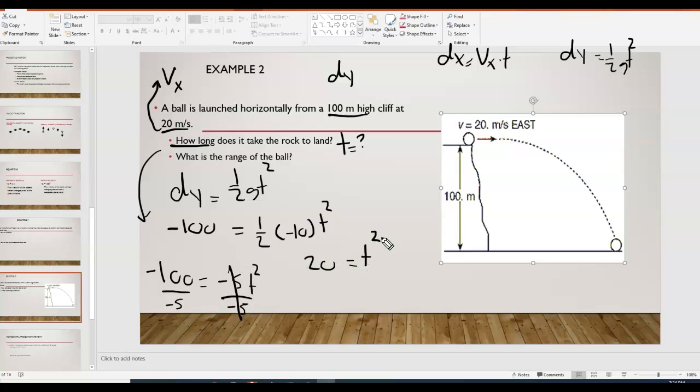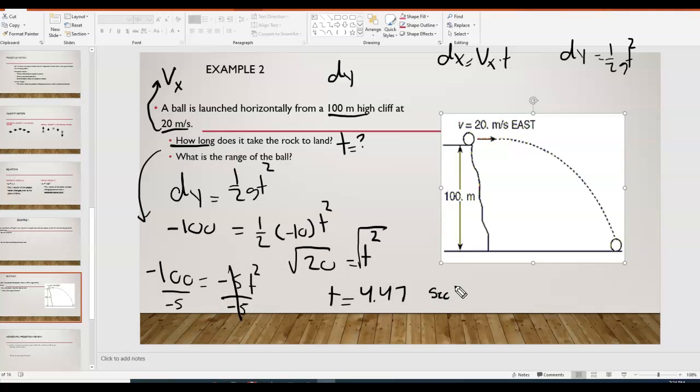And then I need to undo the square because I don't want t squared, I want t. And so I need to take the square root of both sides. I'm just going to do that in my calculator. I'm going to do the square root of 20. Okay, so the square root of 20 is approximately 4.47.